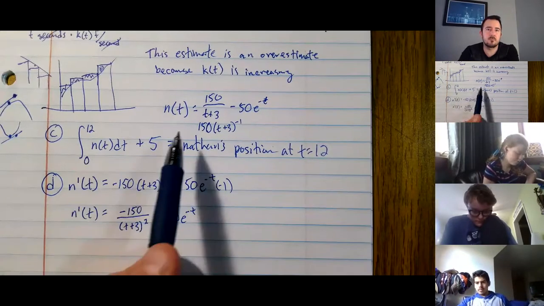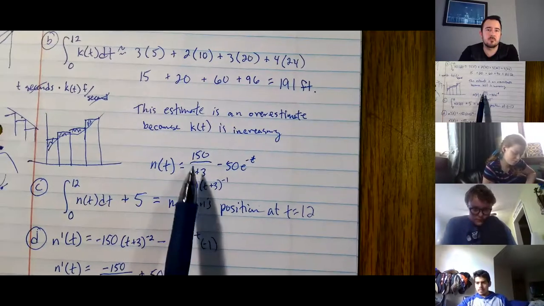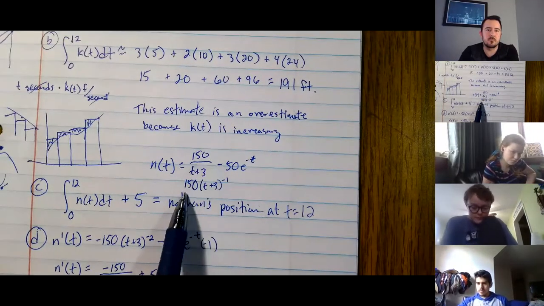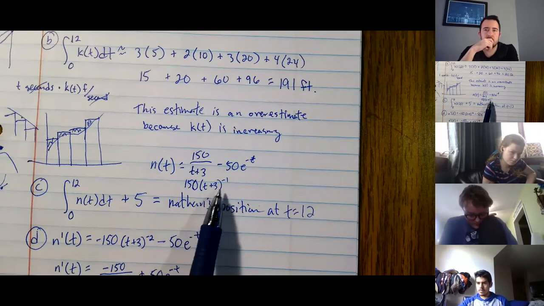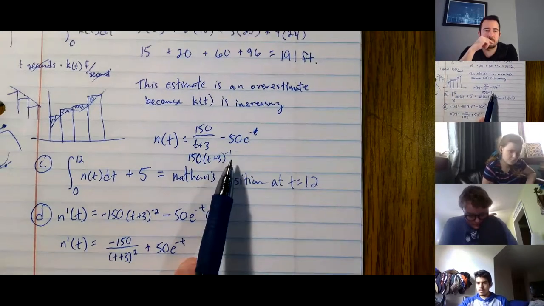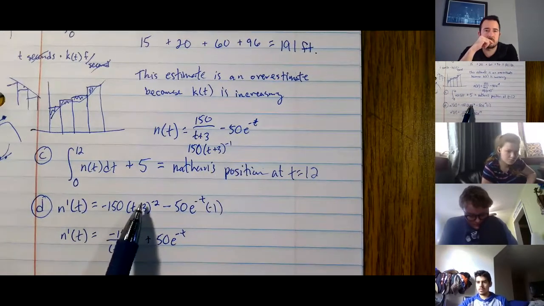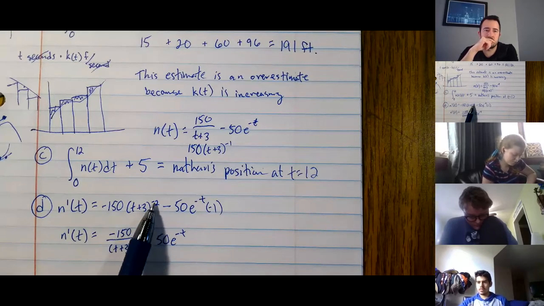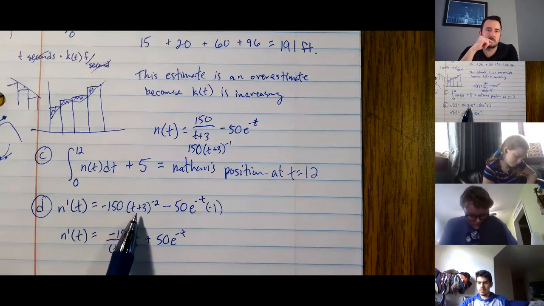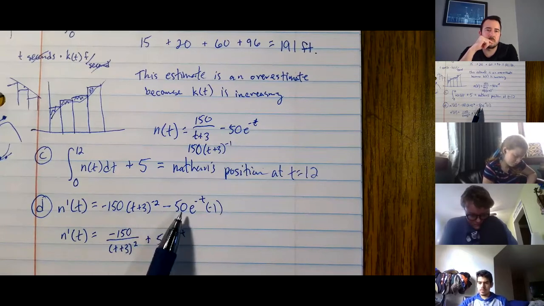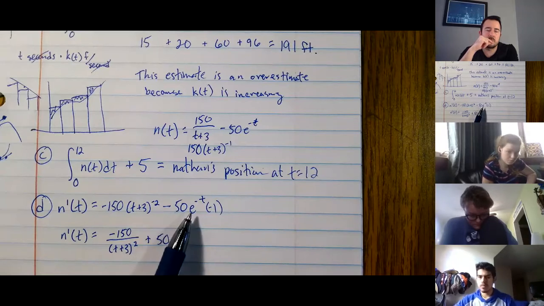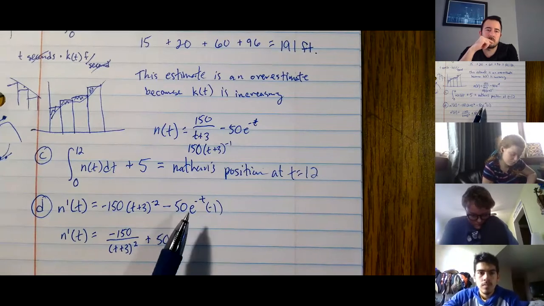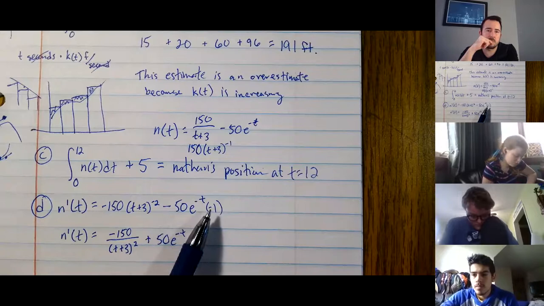Oh, actually, I rewrote n of t just as 150 over t plus 3. I rewrote it as 150 times t plus 3 to the negative first. And so then I bring the negative 1 down in front, negative 150 times t plus 3 to the negative second, and then, of course, times the derivative of t plus 3, which is just 1. And then I have minus 50 times the derivative of e to the negative t, and the derivative of e to the negative t would be e to the negative t times negative 1.